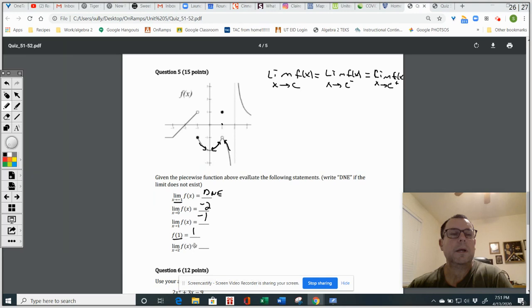The limit of f of x as x approaches 2. Well, as we approach 2 from the left, we go to -infinity. And as we approach 2 from the right, we go to +infinity. So this limit does not exist.